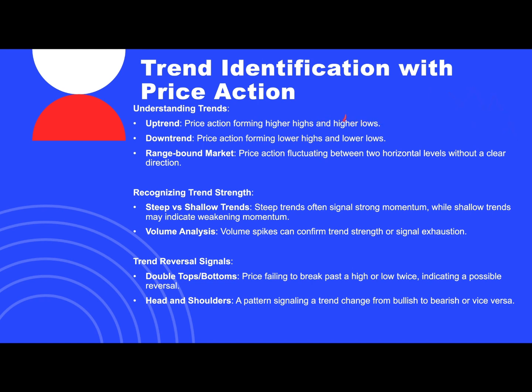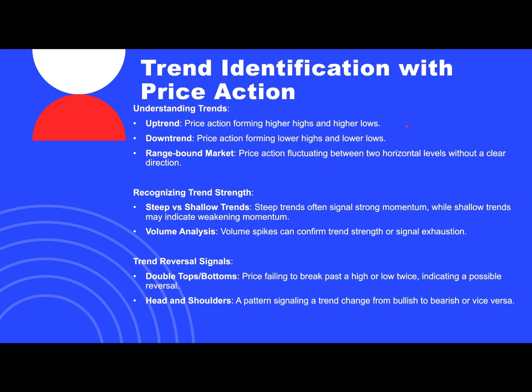An uptrend is a market that is going up, and a downtrend is a market that is going down. Then a range bound market, or a ranging market, is basically a market with prices trading within a certain range of prices. Price is not going above here or below here. That's what we call a ranging market. Fantastic. So, recognizing trend sense.